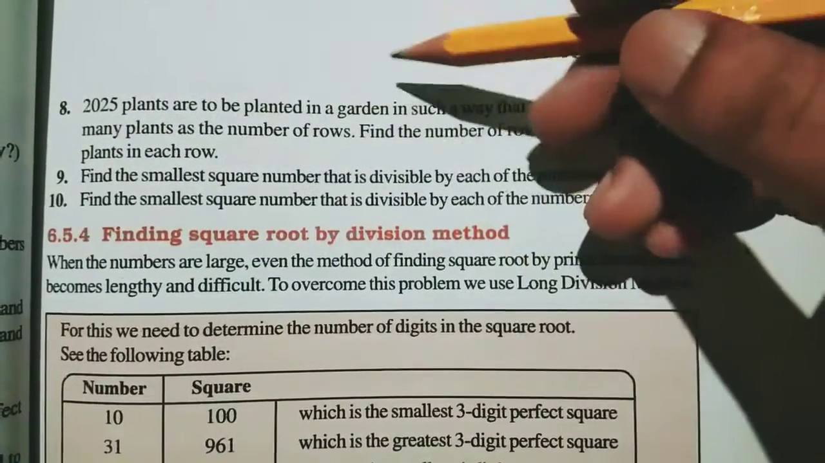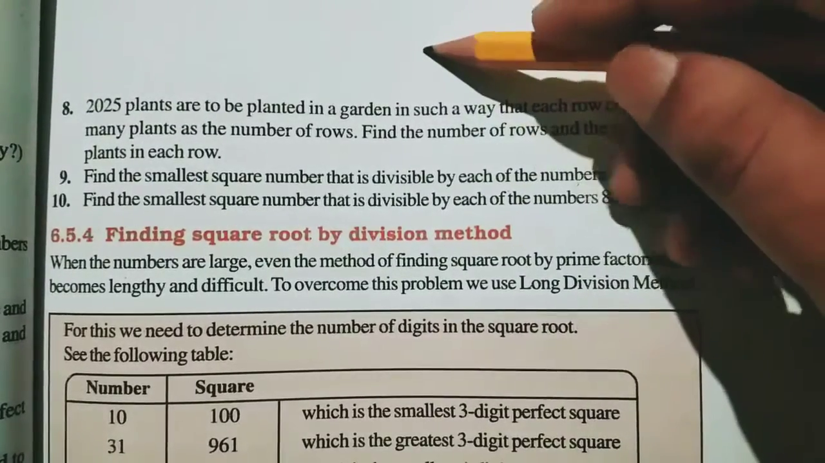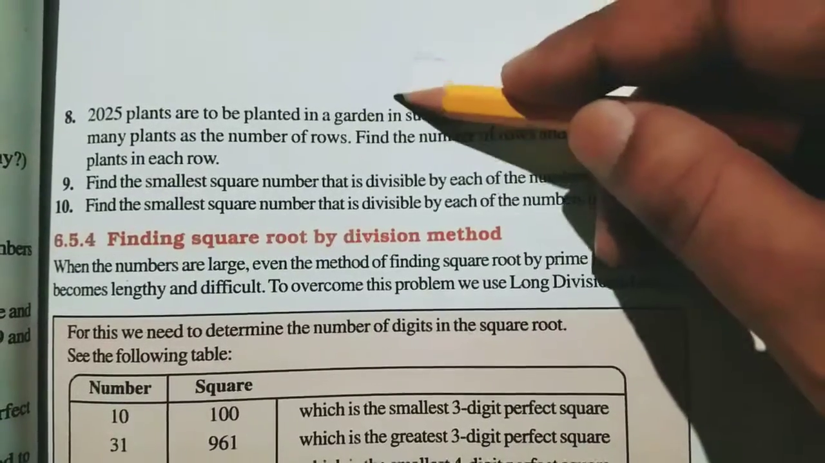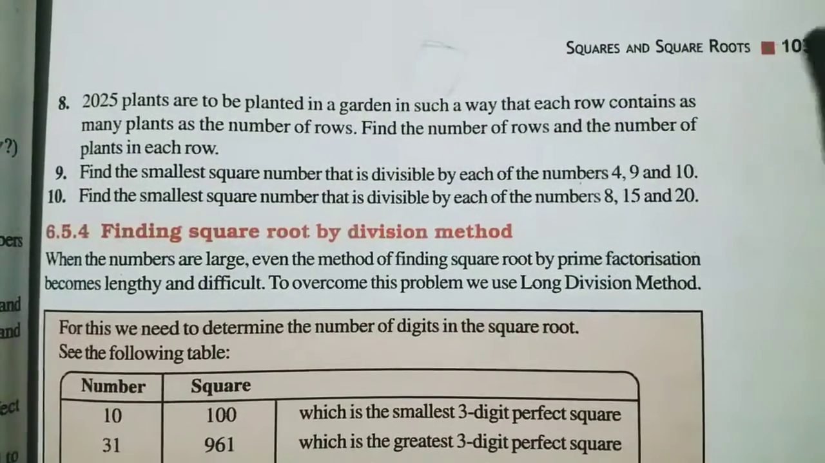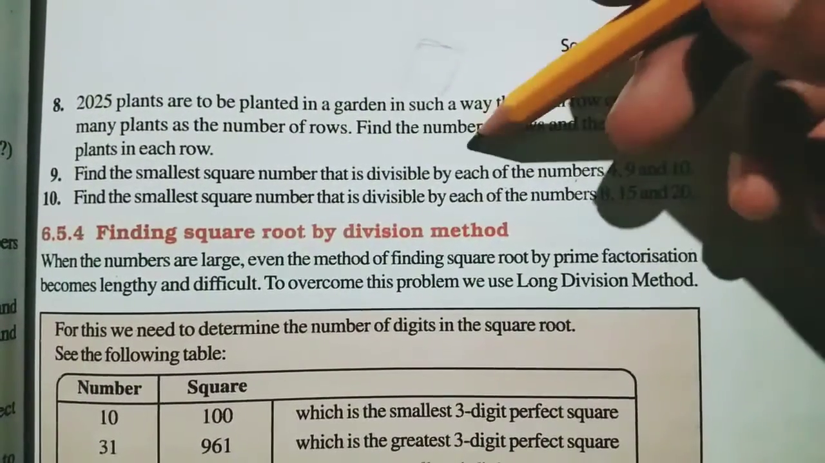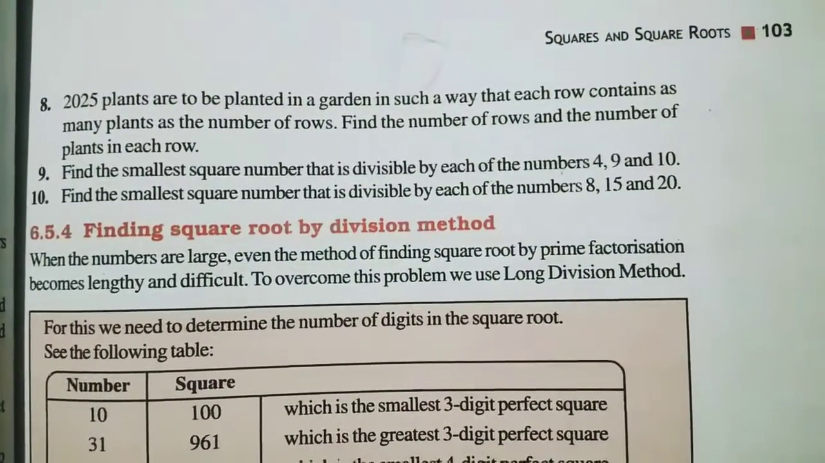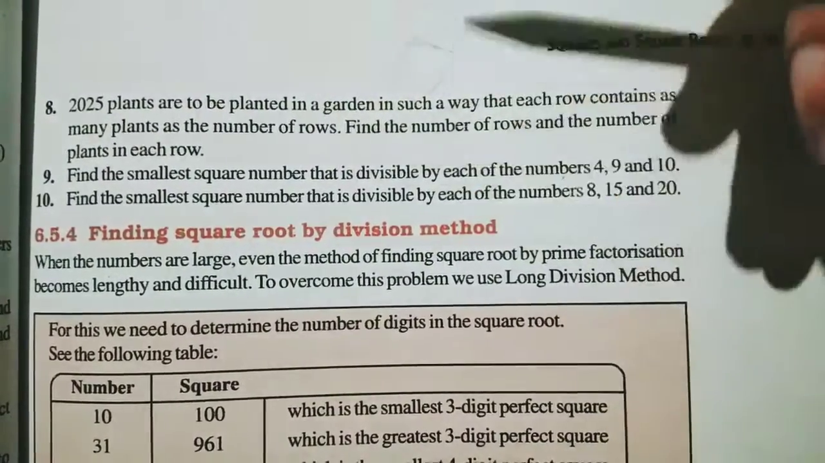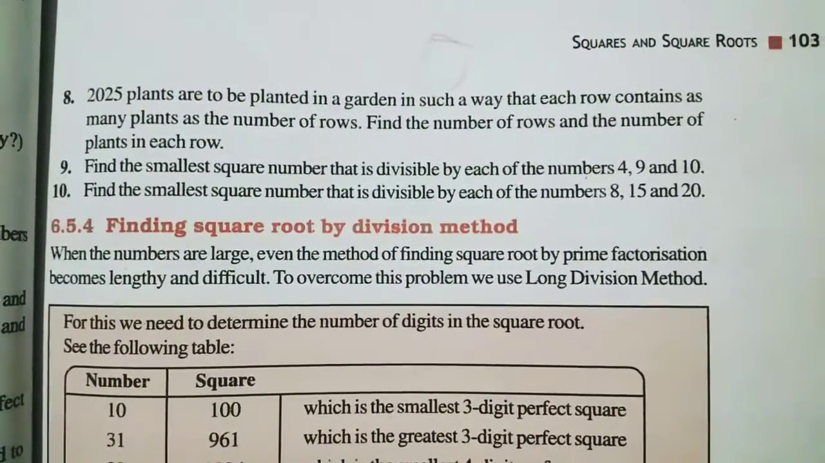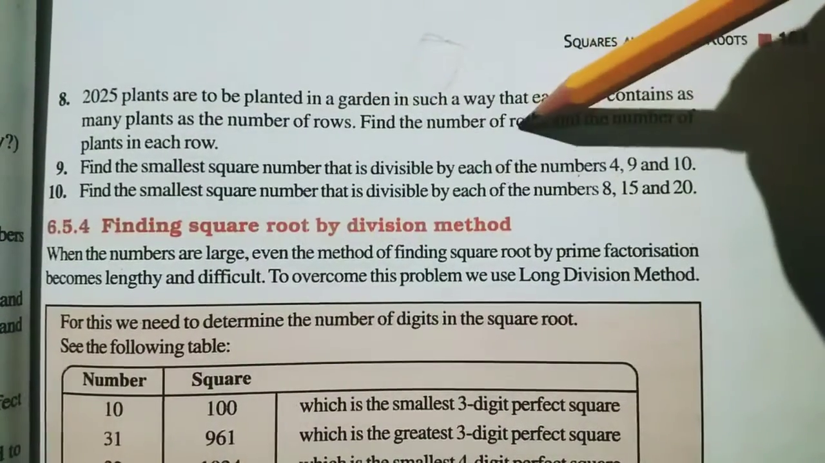So 2025 plants have to be planted, so it should be like a square. Square means you have to find the square root of this number, 2025. When you find the square root of 2025, you will get the number of rows, and the same answer is the number of plants in each row also. Do this by the prime factorization method, then you will get the answer. Very easy. You only have to do the prime factorization and find the square root, then you will get the answer.